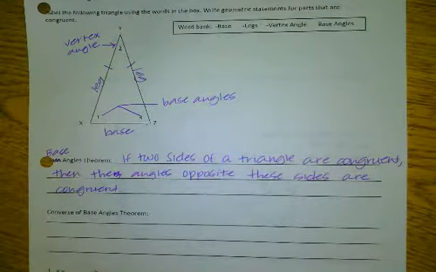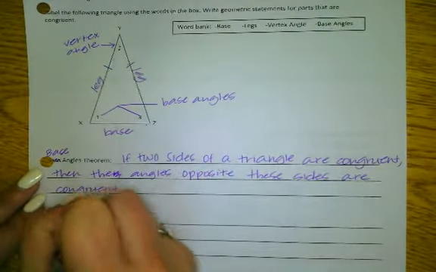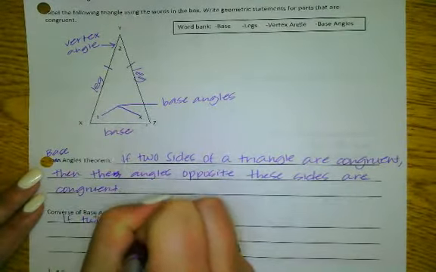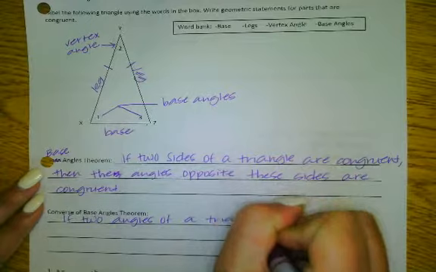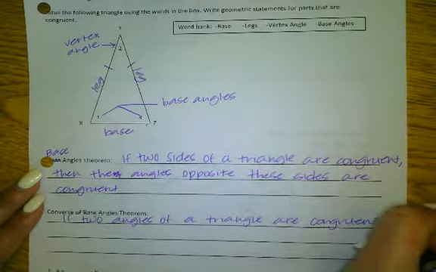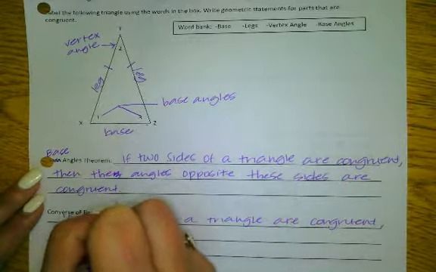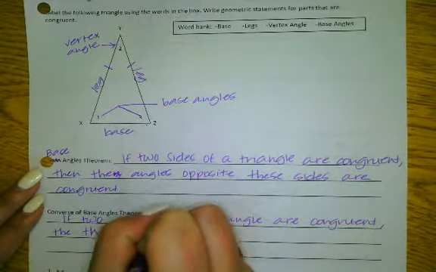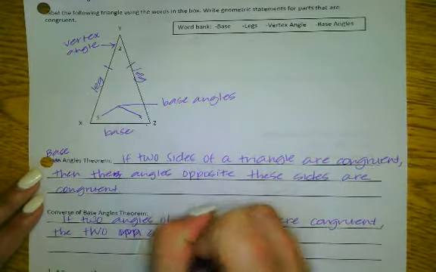Very good. So remember that when we write a conditional statement, it's if P, then Q. So the converse is if Q, then P. So you're just switching it. And that's going to state that if 2 angles of a triangle are congruent, then the two sides opposite these angles are congruent.